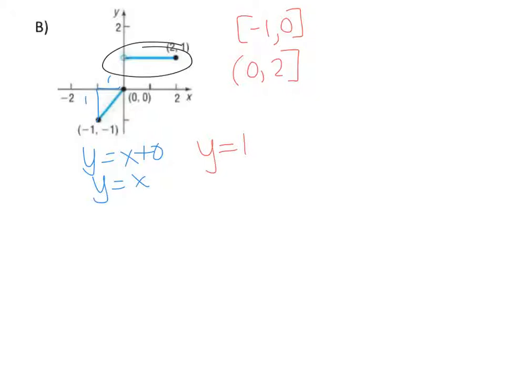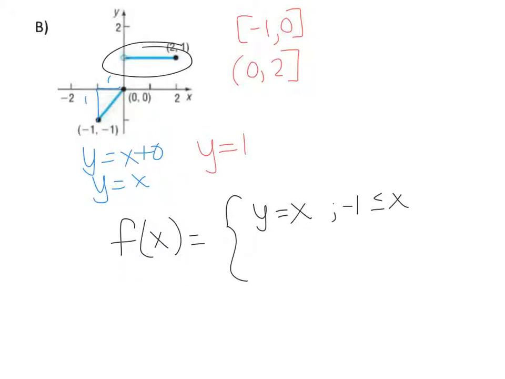So putting it together, if I write this as a defined piecewise function f of x, I'm going to be using y equals x on the interval x greater than or equal to -1, less than or equal to 0. And I'm going to be using the constant function y equals 1 on the interval 0 to 2. So 0 less than x less than or equal to 2. And that is how this piecewise function would be defined.